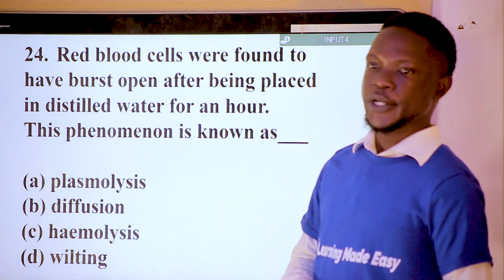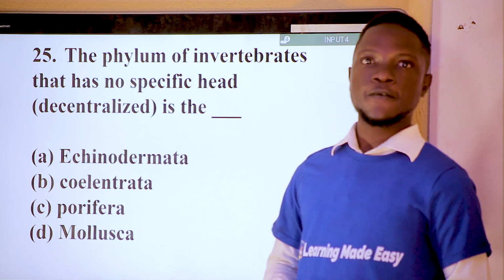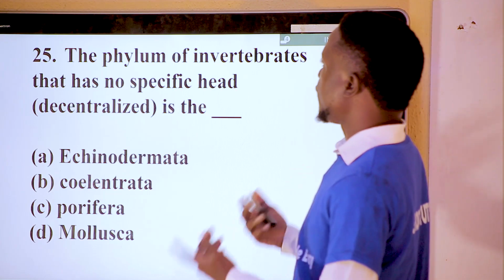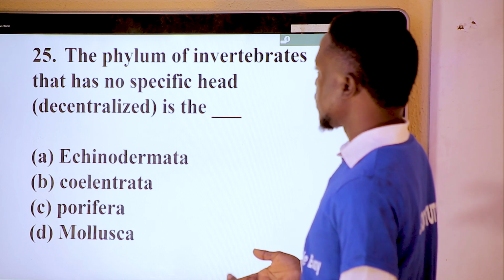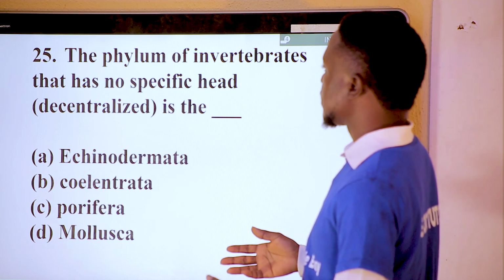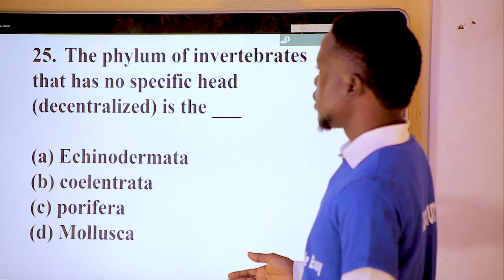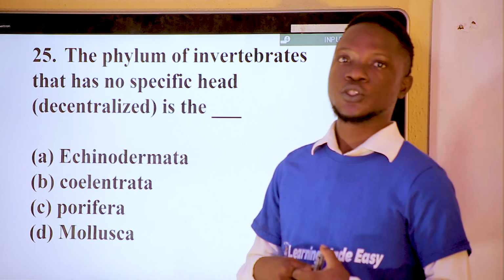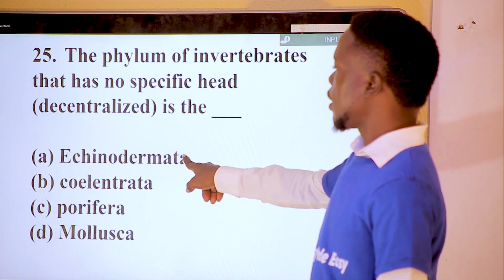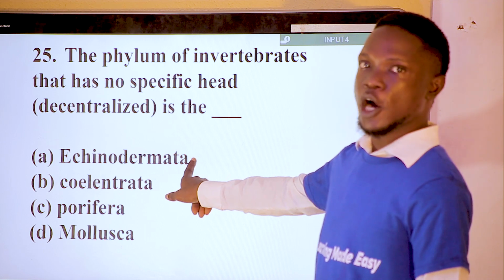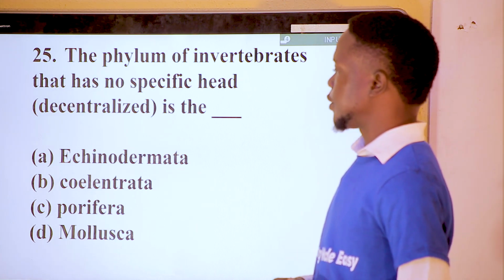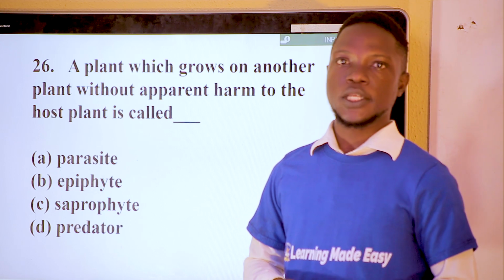Next question. Question number 25. The phylum of invertebrates that has no specific head is the dash. The answer to question 25 is A, echinodermata. Next question. Question number 26.